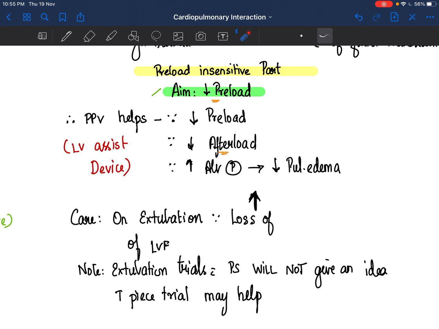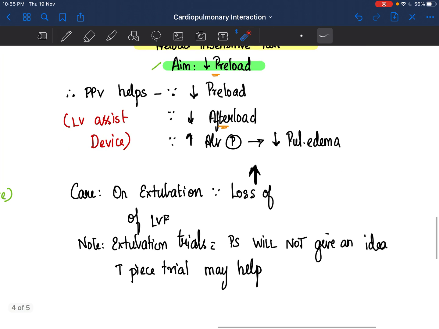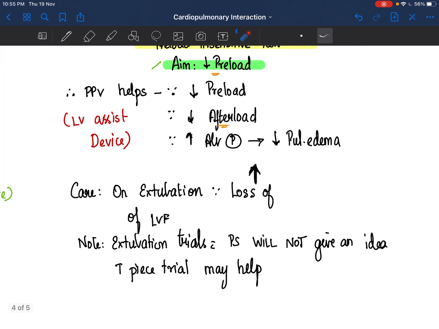And please note that, do not say I have given an extubation trial with pressure support, the patient tolerated well, but after extubating the patient declined. You will still be giving pressure support during most of your extubation trials, right? So, that will not give you an idea if the patient is going to tolerate your extubation or not. A T-piece trial may help, because a T-piece is generally without pressure support, and you will know if the patient will be able to tolerate a condition off the ventilator. Okay, but that is a topic in itself again.